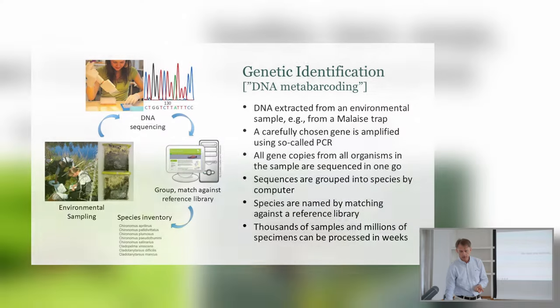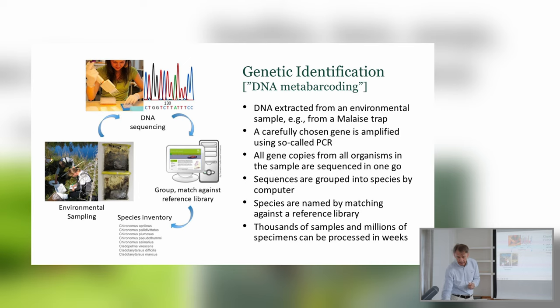And now we have those new methods. They're based on genetic identification of the material that we collect, and the method that we use is called DNA metabarcoding. So what we do is we extract DNA from an environmental sample, for instance, from a malaise trap. It can also be a soil sample, a water sample, or something similar. Then we extract DNA from that, and we amplify a carefully chosen gene, part of the genome, which can be used for species identification. And we use the PCR reaction, polymerase chain reaction.